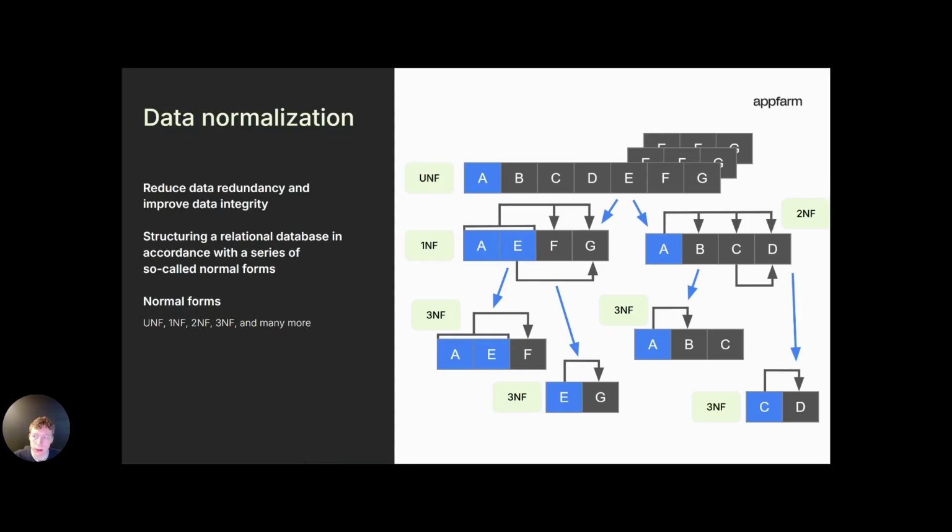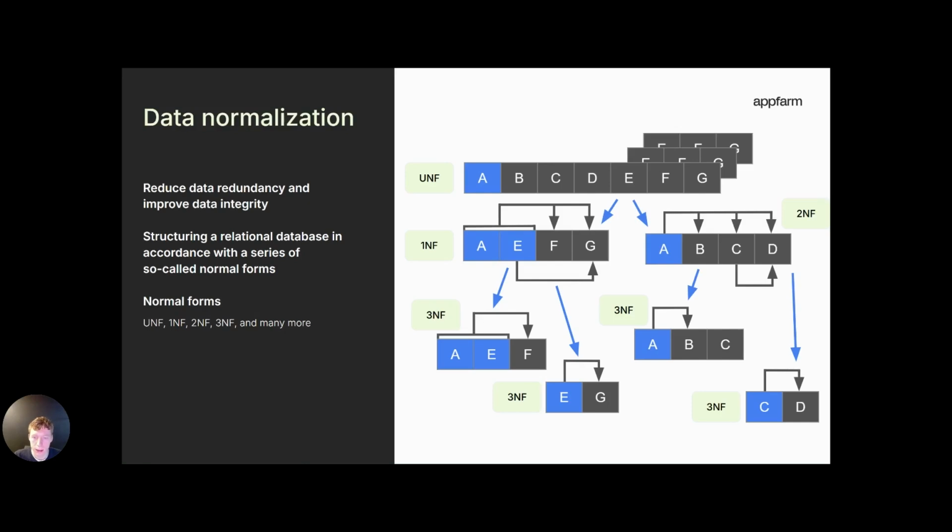So now that we've discussed relationship types, we come to data normalization. Normalization is the process of restructuring a relational database in order to adhere to rules and guidelines, which make up so-called normal forms. This process helps to reduce data redundancy and simultaneously improve data integrity. The theoretical normal forms range from unnormalized up to sixth normal form. But in practice, you only really see data models up to third normal form.